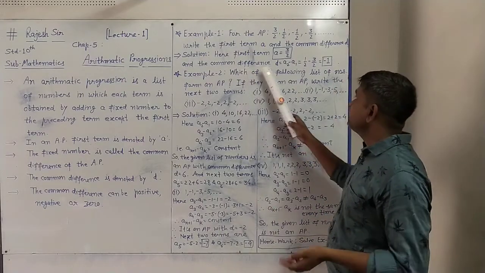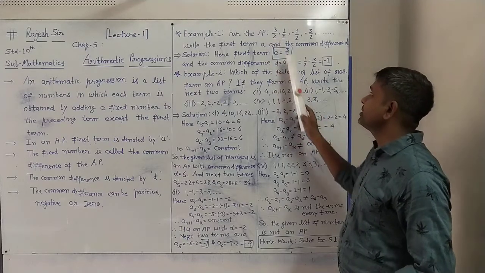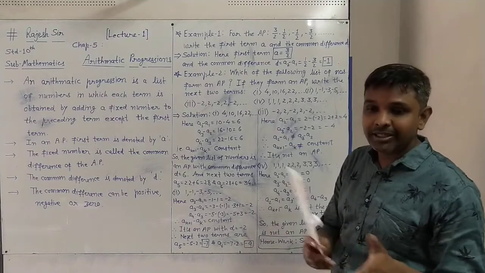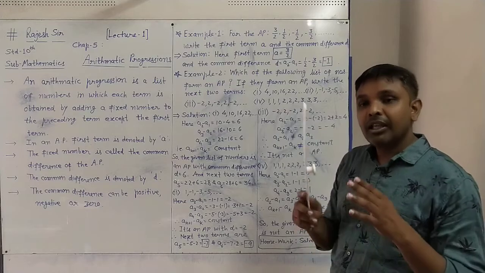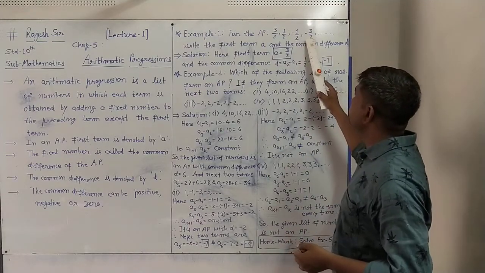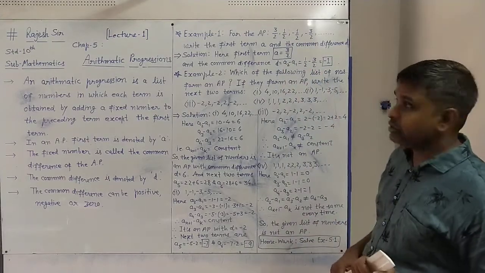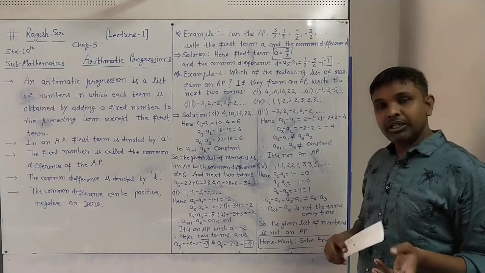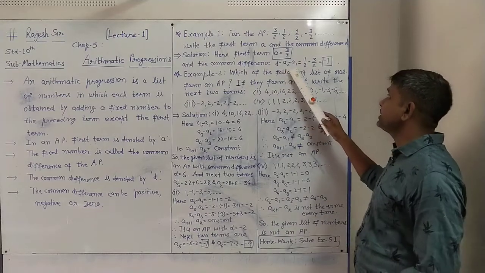To find the common difference, I have done a2 minus a1, that is second term minus first term. If you had done a3 minus a2, third term minus second term, that is also right. If you had done a4 minus a3, that will also give the common difference, because in an AP the difference between every two consecutive terms is the same. So here I have done a2 minus a1.